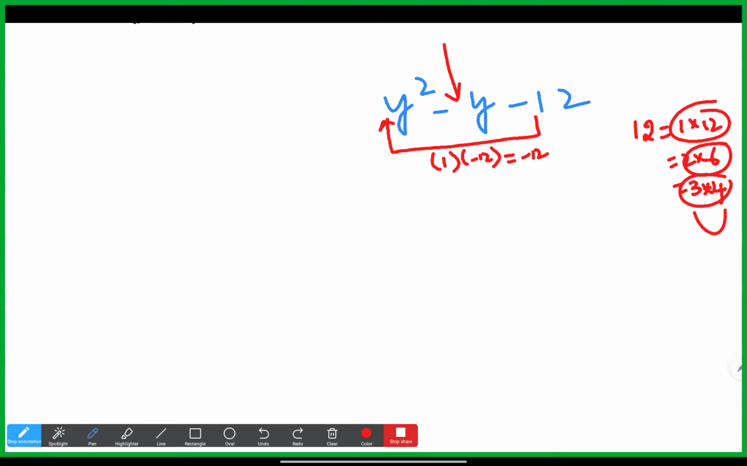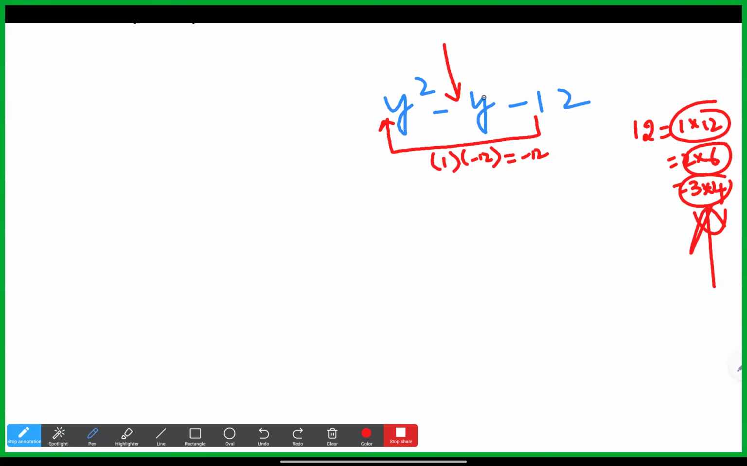So, 12 plus 1 is 13, 12 minus 1 is 11. That is not possible. Next one is 2 plus 6 is 8, 6 minus 2 is 4. That is not coming. 3 plus 4 is 7, 4 minus 3 is 1. So these two, 3 and 4, we should take into consideration.